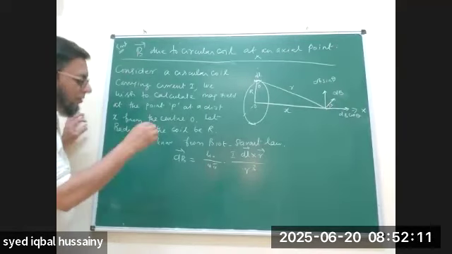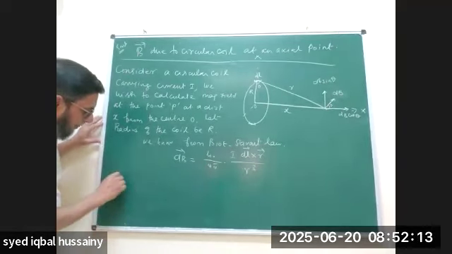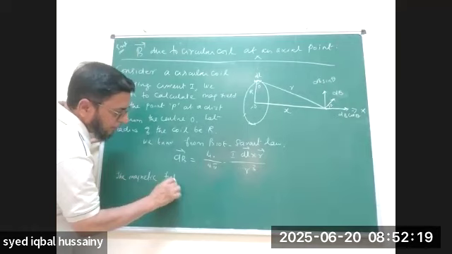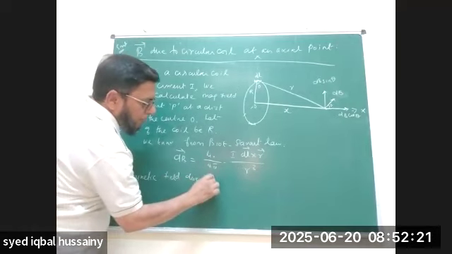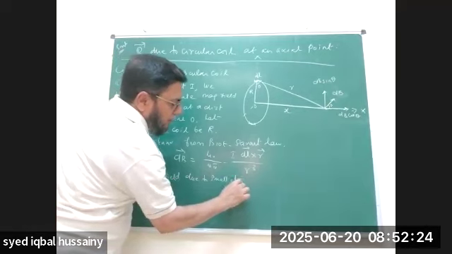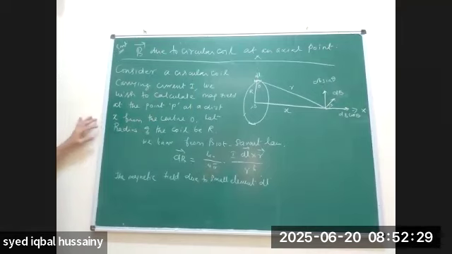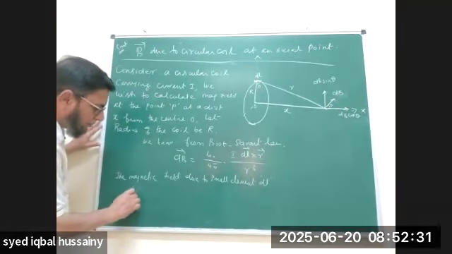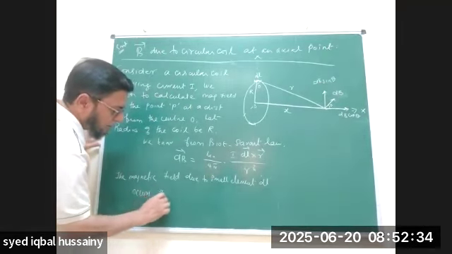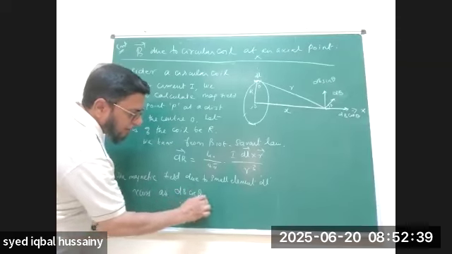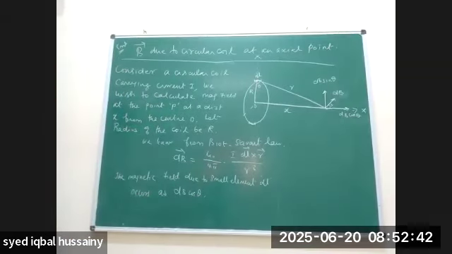After writing this, now the magnetic field due to small element dl, the magnetic field due to small element dl occurs as dB cos theta. Is it done? Is it done? Hello, yes, sir.